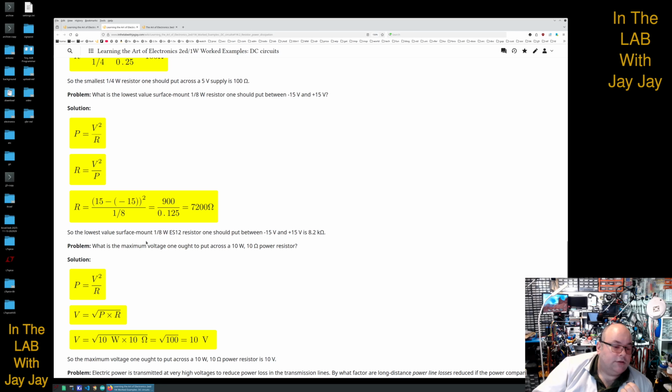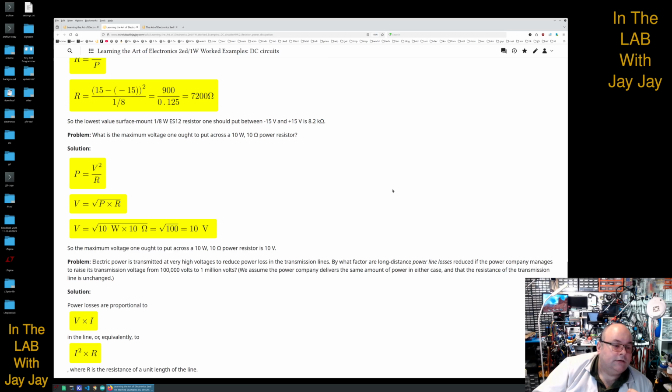So the lowest value surface mount 1/8 watt E12 resistor one should put between minus 15 volts and plus 15 volts is 8.2 kilo ohms. We had to round it up a fair bit there to get the value from the E12 series.